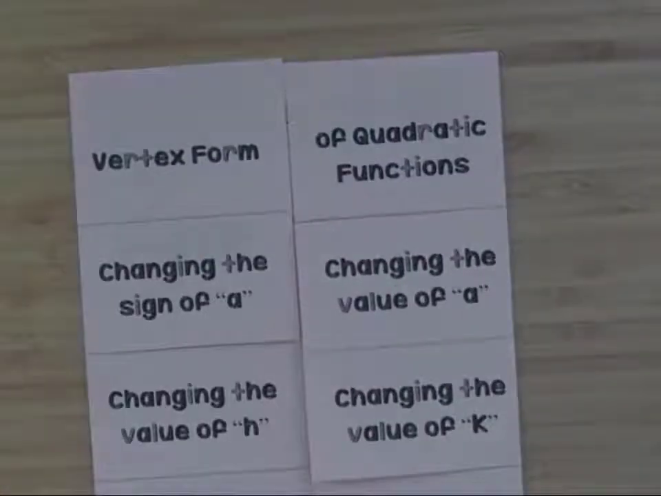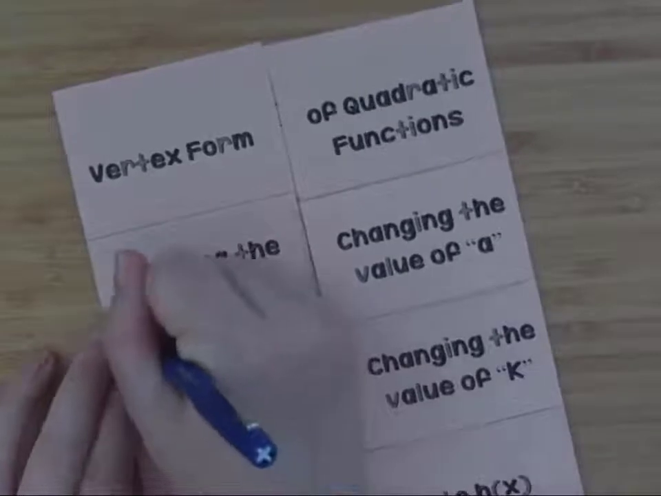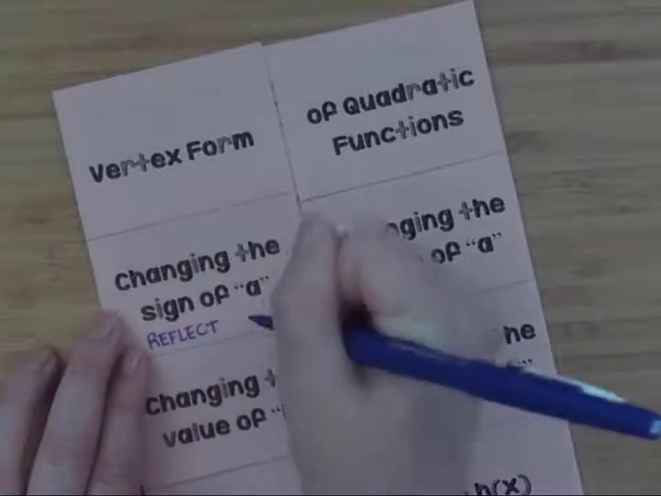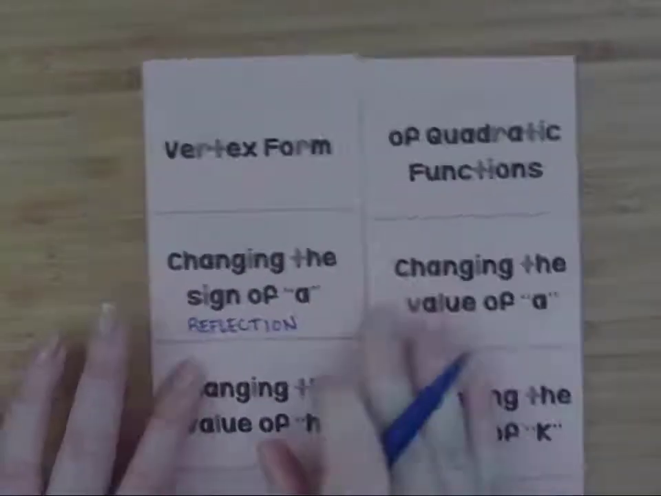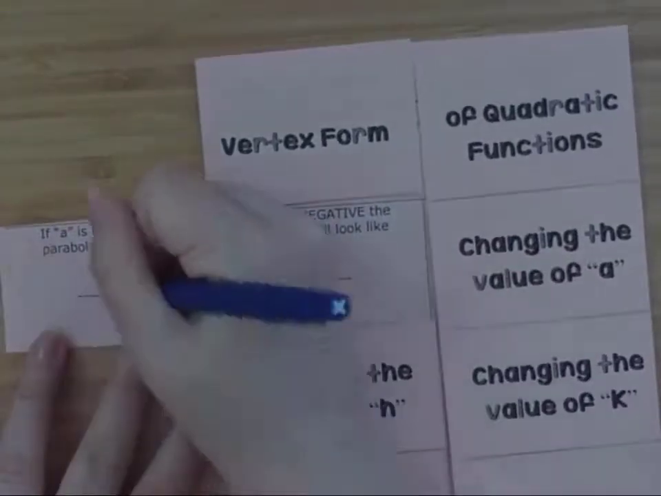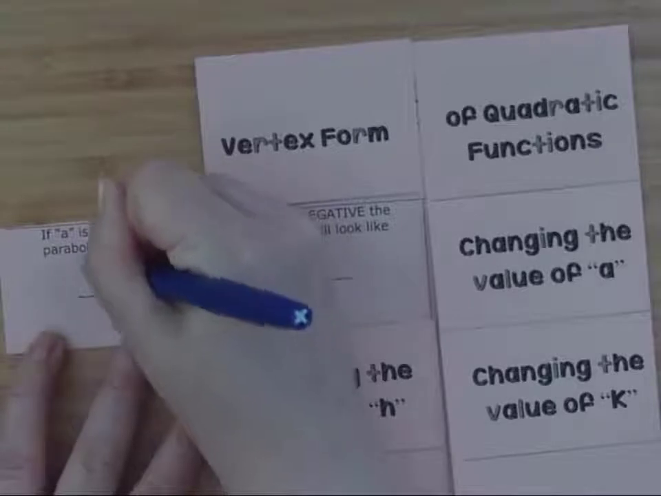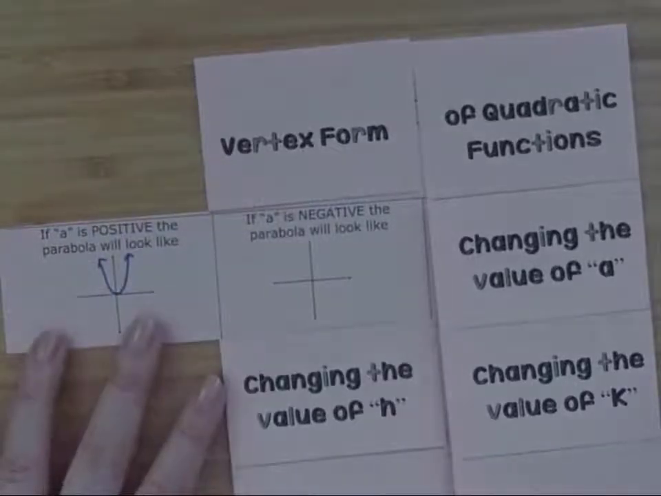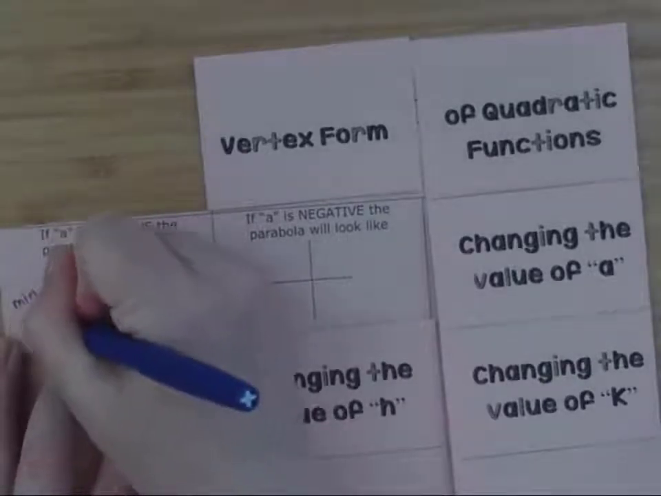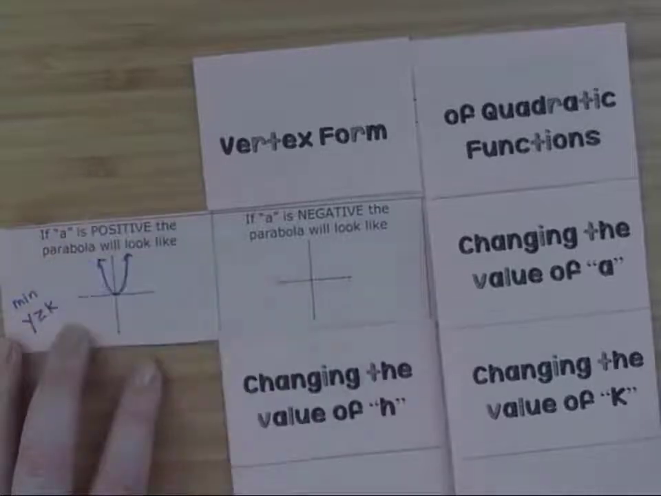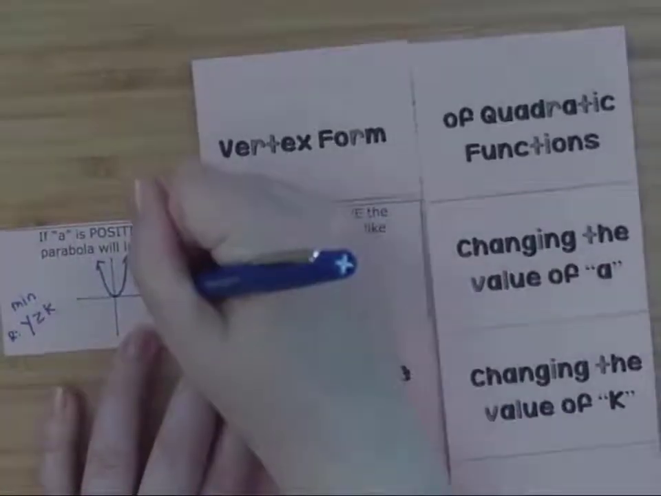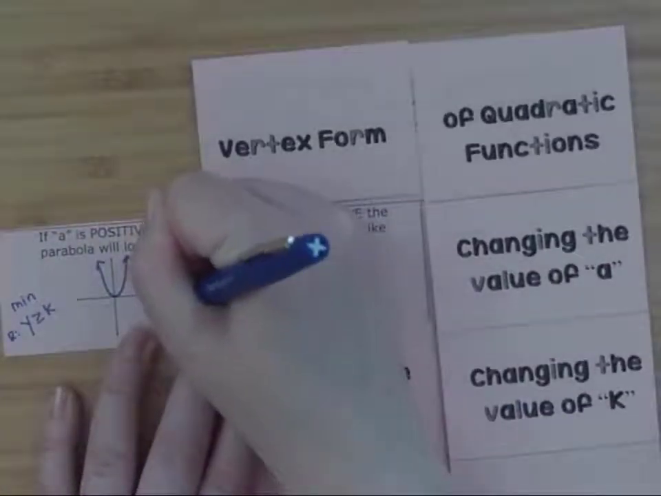Okay, so if we're looking at changing the sign of A, the transformation that's happening there is a reflection. So you might see that word reflect. When we're talking about a reflection, if we have a positive A, we don't reflect, it just opens upward. That means it has a minimum. That means I'm going to have y is greater than or equal to k for my range, and that it's going to open upward.